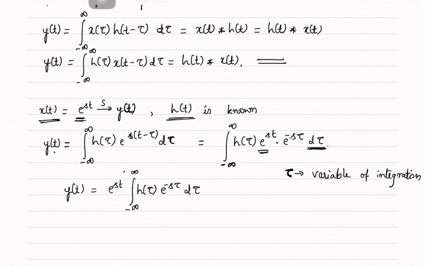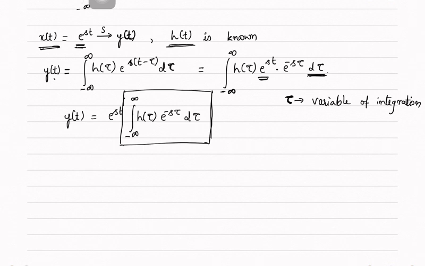If I take that outside, my y of t will become e power st times the integral. Now in this term, tau goes from minus infinity to plus infinity. Once you calculate the integral, tau will vanish. What you get ultimately is a number that depends on s. In the last equation, my h of s is just a constant number that depends on the value of s.